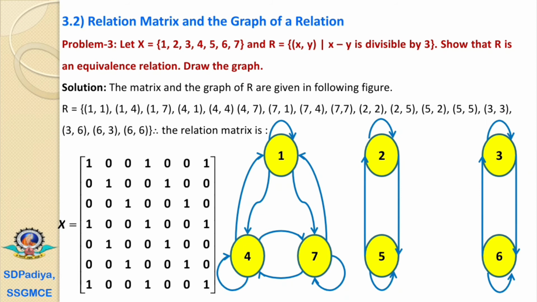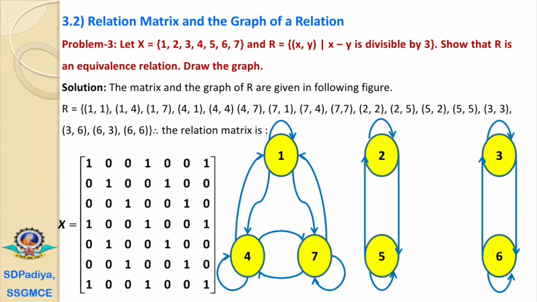Is it symmetric? Yes. Because you can observe that if 1 has a relation with 4, then 4 also has a relation with 1. If 1 has a relation with 7, then 7 also has a relation with 1. If 2 has a relation with 5, then 5 also has a relation with 2.